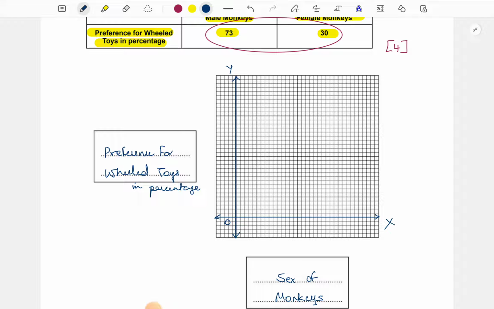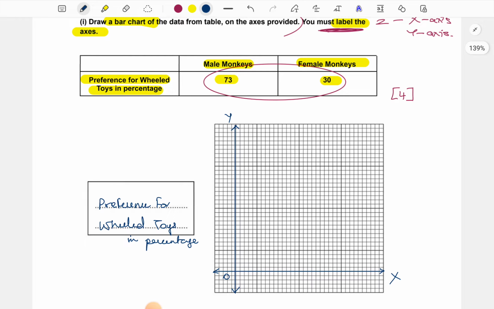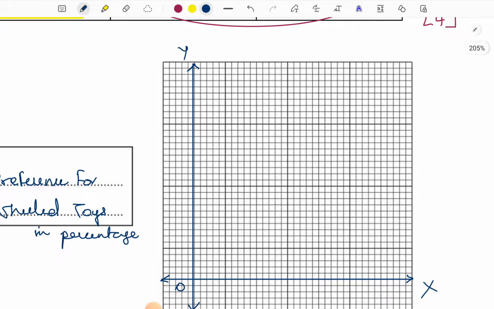Now because it's percentage, we can try to go right up to 100. If we can't, at least we should try to go up to 80 or something. I'm assuming a scale of 10, just because that would be convenient. I mean, going up to 73 is a little difficult. The number is quite huge. So let me take a scale of 10. I could even take 20.